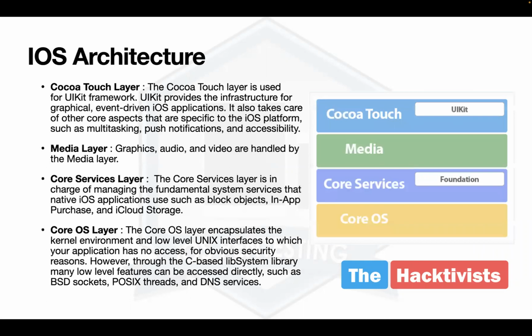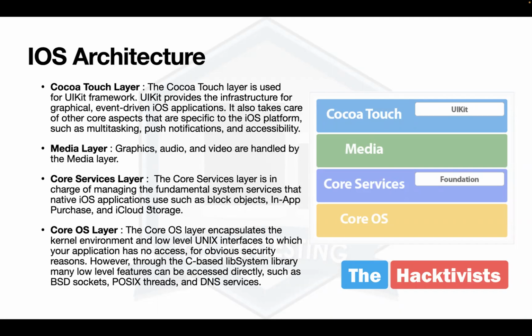So the first thing is when it comes to the architecture, it is majorly divided, right, into 4 layers: the UI layer, media layer, core services, and core operating system. So basically, when it comes to the UI functionalities of the device, the application will be able to take it from this particular layer. Whenever it needs to have the graphics and audio and video, it will be able to use media layer.